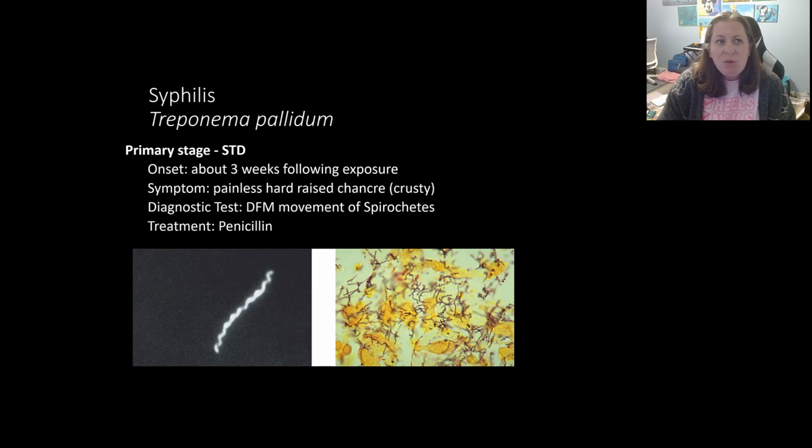Syphilis is broken down into 3 stages. The first stage is the primary stage. The onset is about 3 weeks after you've been exposed. Symptoms include painless, hard, raised cankers or chancres on the genital areas. Diagnostic tests can be dark field microscopy, looking at the movement of the spirochetes. So this is looking specifically at the movement, and treatment, if it is caught in the first stage, is penicillin.